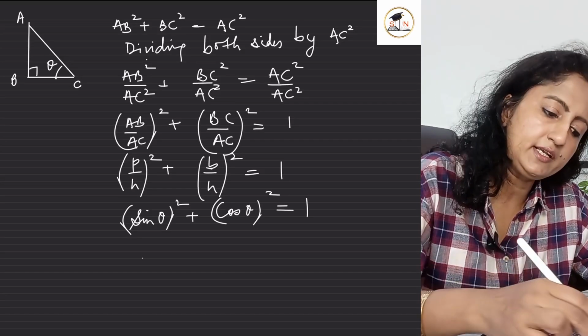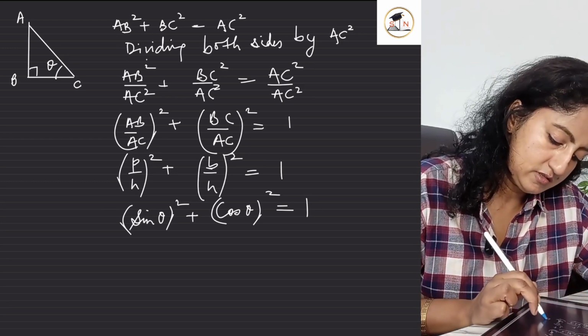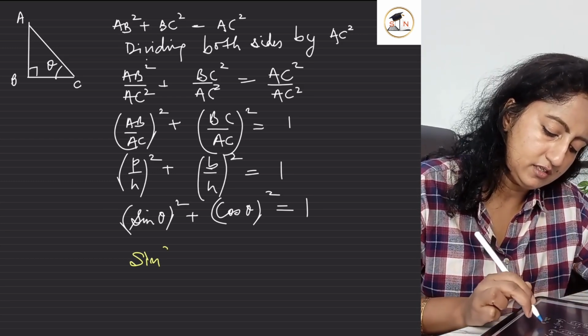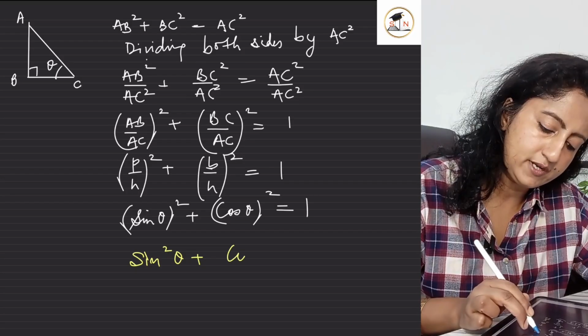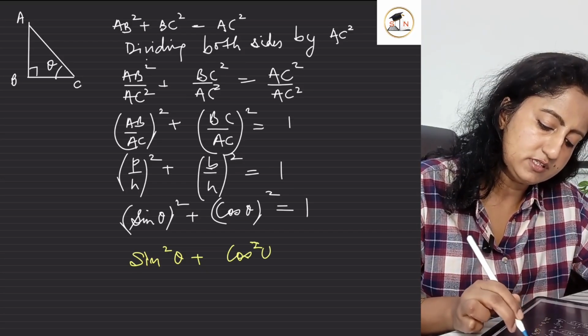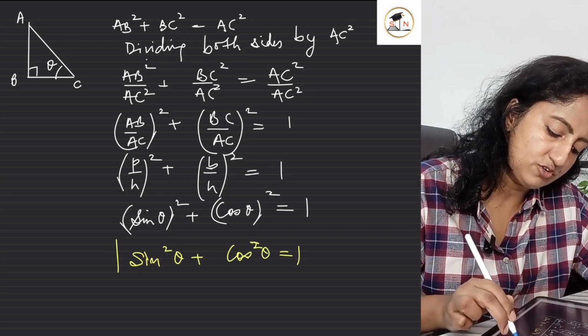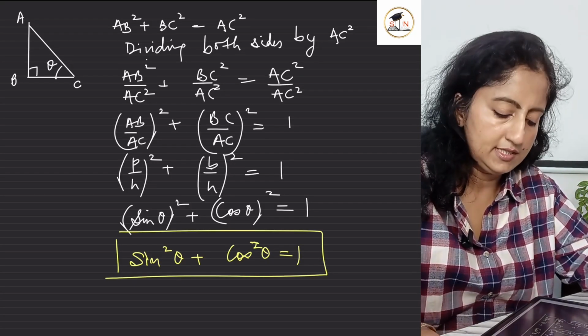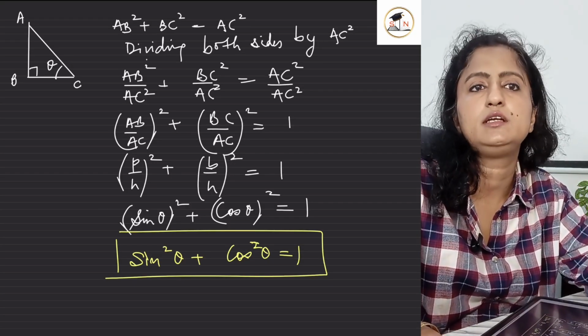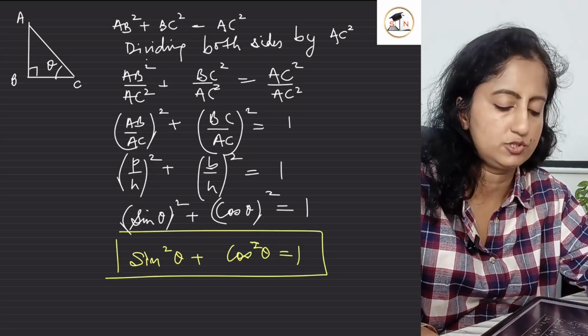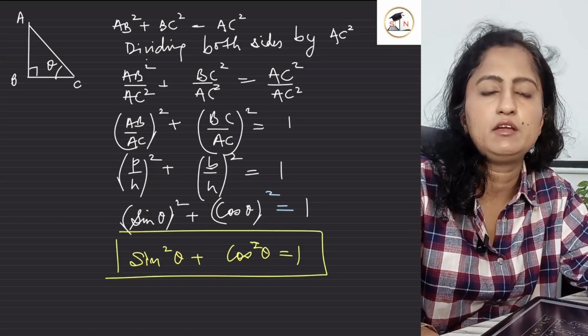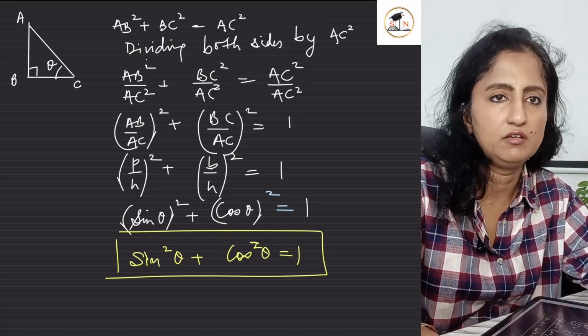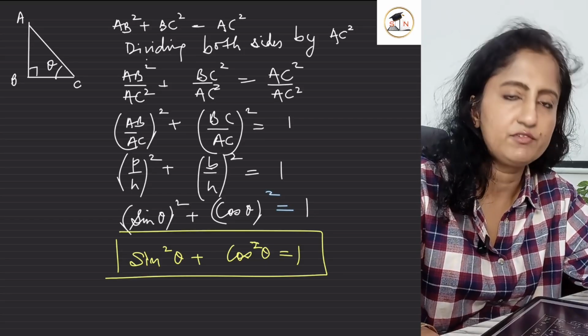Now it can be rewritten as sin square theta plus cos square theta equals 1. And this makes your first identity. Do remember, this is your first identity, sin square theta plus cos square theta equals to 1. We did nothing else, we just used Pythagoras theorem, divided it with the hypotenuse and we got that.